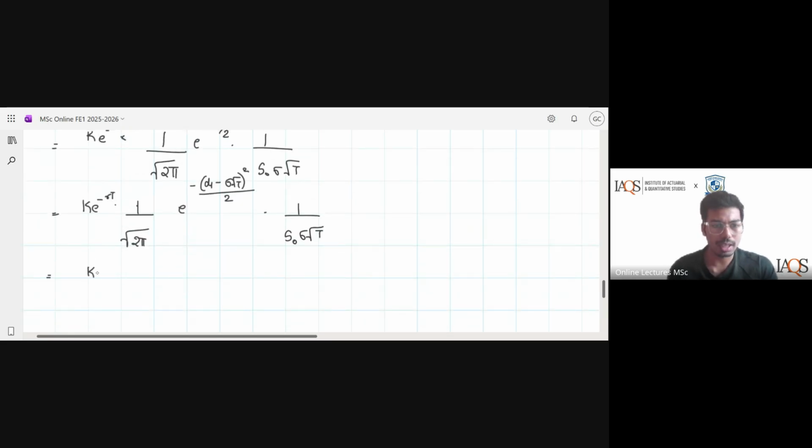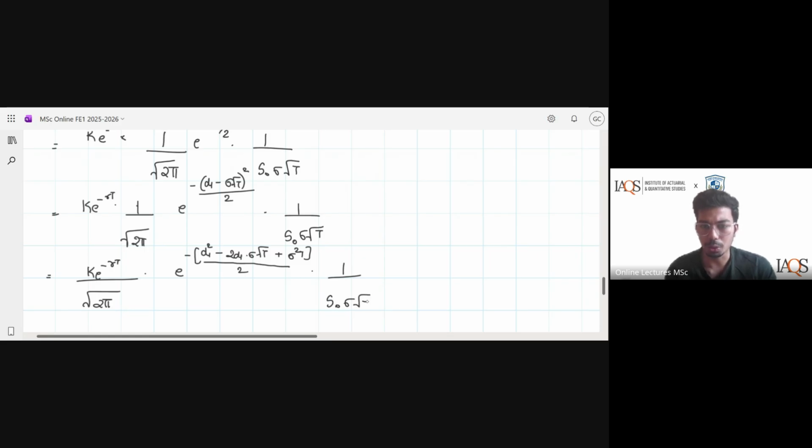Now, I can write this as k into e raised to minus rt divided by root 2 pi into e raised to minus, and let's check: a minus b the whole square is a square minus 2ab plus b square, which will become d1 square minus 2 d1 sigma root t plus sigma square t, the whole divided by 2, into 1 by s0 sigma root t. Fair enough. I've just opened a minus b the whole square as a square minus 2ab plus b square.